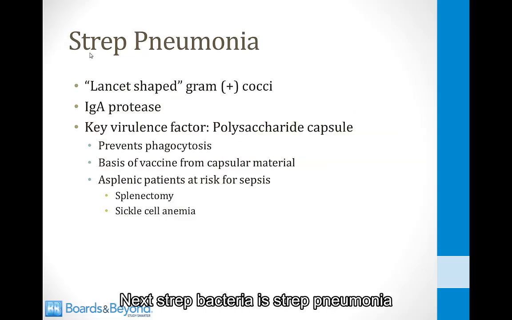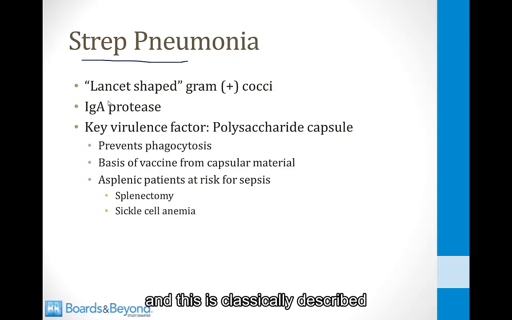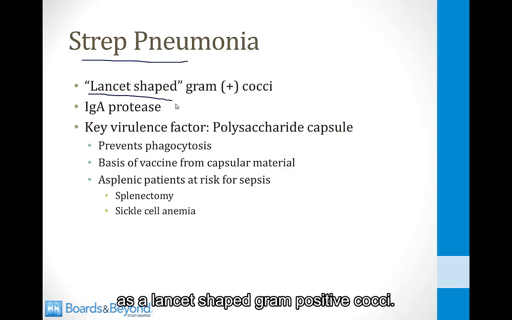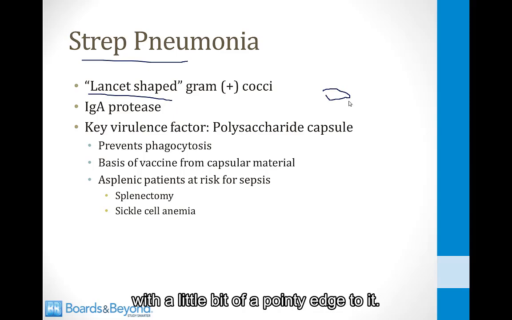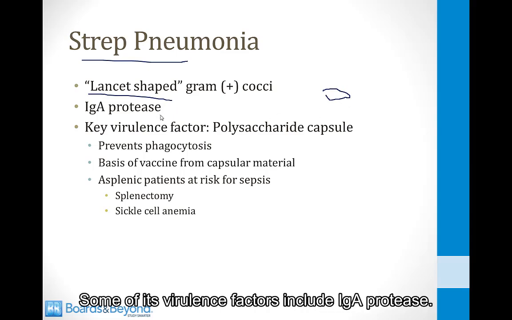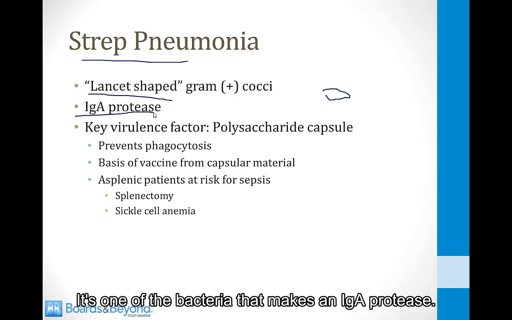Next strep bacteria is strep pneumonia, and this is classically described as a lancet-shaped gram-positive cocci. You may know that a lancet is a blade, so this is going to be a cocci that's a little bit elongated with a little bit of a pointy edge to it. Some of its virulence factors include IgA protease. It's one of the bacteria that makes an IgA protease.